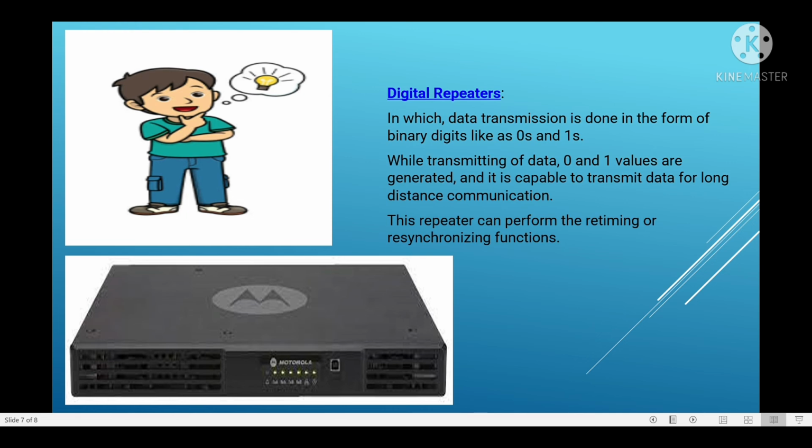Another form of repeater is the digital repeater. Digital repeater does data transmission in the form of binary digits, zeros and ones. While transmitting the data, 0 and 1 values are generated and it is capable of transmitting data for long distance communication. This kind of repeater is used for performing retiming or resynchronizing functions.